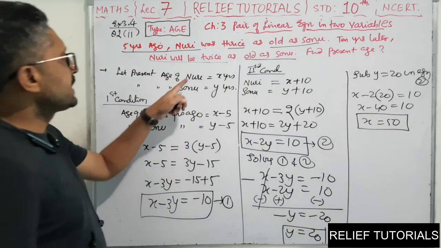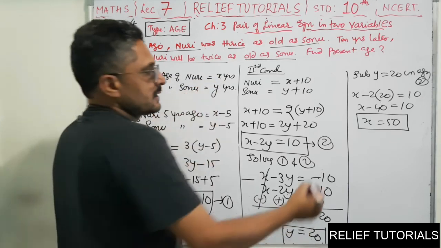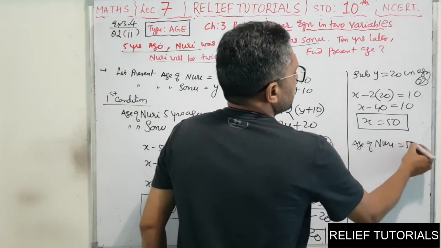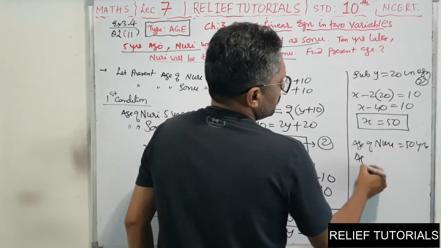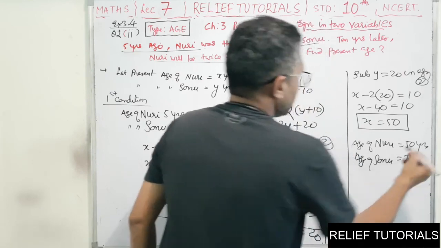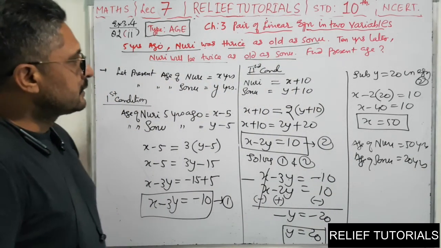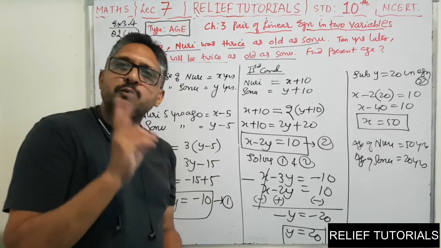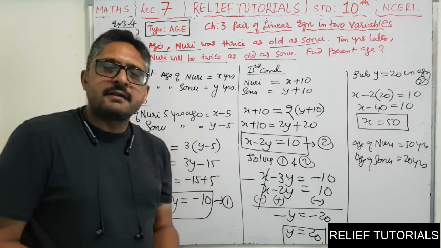So therefore present age of Noori is 50 years, and age of Sonu is 20 years. Clear? So with this we have completed this type, that is age. So we have completed 2 types. Clear? Fraction and age.